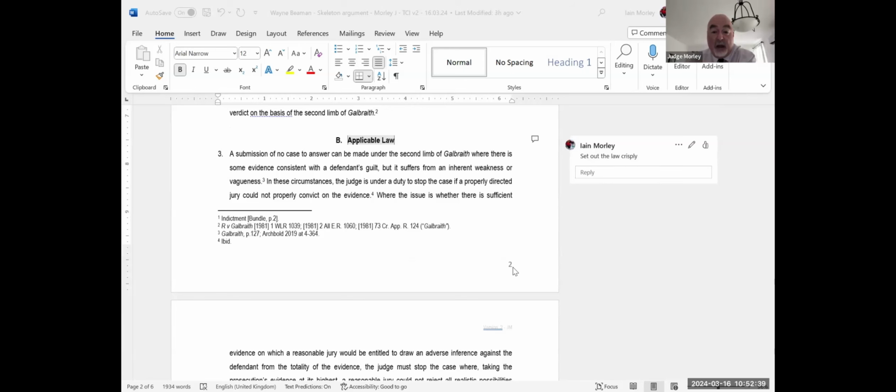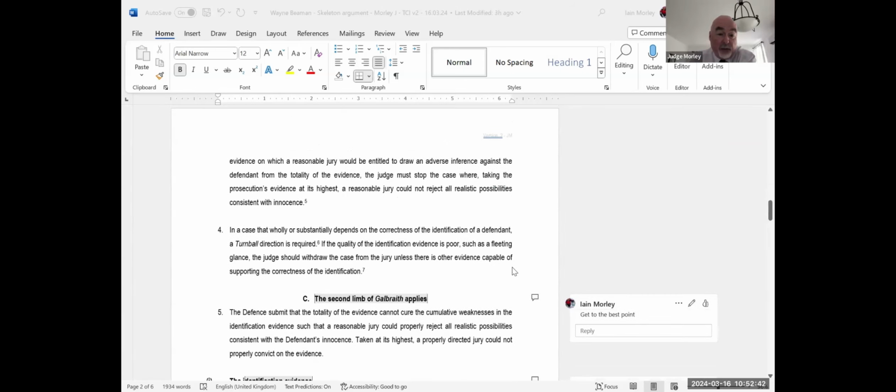Where the issue is whether there is sufficient evidence on which a reasonable jury would be entitled to draw an adverse inference against the defendant from the totality of the evidence, the judge must stop the case where, taking the prosecution's evidence at its highest, a reasonable jury could not reject all realistic possibilities consistent with innocence. All right, a bit of a stretch this, nice little point. The argument is being made there are too many other possibilities in this case, inconsistent with guilt, to allow the case to go forward. And that's essentially the weakness in this argument.